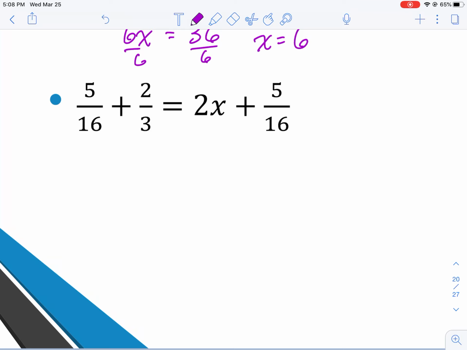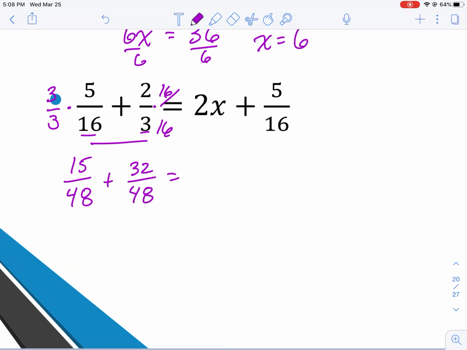fractions. Okay, most of you aren't excited about fractions, but what do? Well, if we're going to use our strategies that we had before where we simplify this side, we would just have to get common denominators. So I have to multiply the top and bottom by some number here and here. If I look at 16 and 3, the least common multiple is going to be 3 times 16. So I multiply by 3 over 3, and I multiply this one by 16 over 16. That gives me 15 over 48 plus 32 over 48.